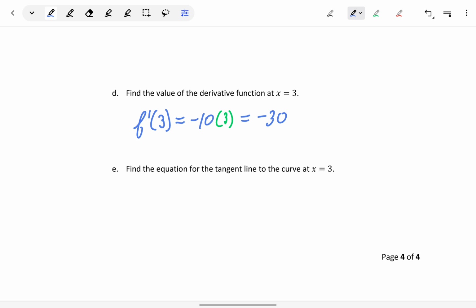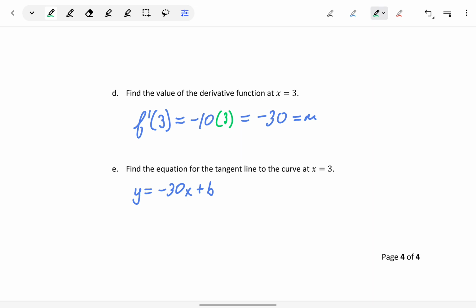But here the last thing that we want to do is find the equation for the tangent line to the curve at x equals 3. Meaning we want to find an equation of the form y equals mx plus b, where we just found the slope of that line. The slope of our tangent line should be negative 30, since that's the instantaneous rate of change of our function. And then we need to plug in values for x and y to solve for b.